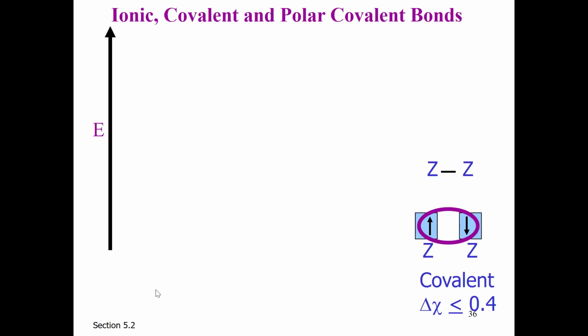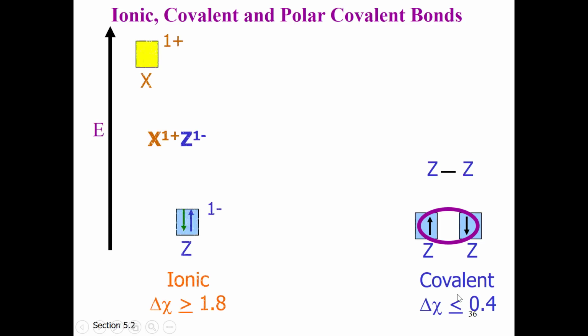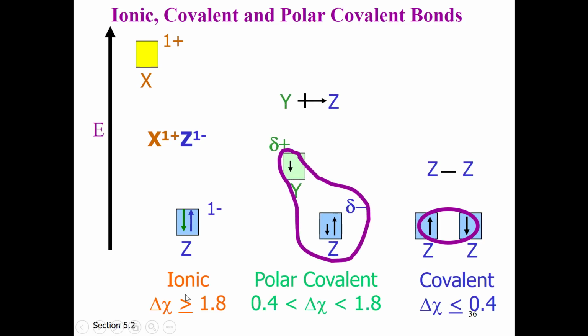And so to summarize all this on the same screen, if we have very little difference in electronegativity, we call that a covalent bond. If we have a large difference in electronegativity, we call this an ionic bond. And if we have a bit of difference in electronegativity, we call this a polar covalent bond that has unequal sharing. And this concludes Lecture 10.